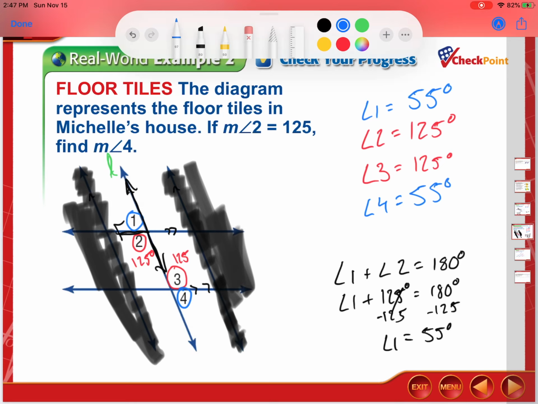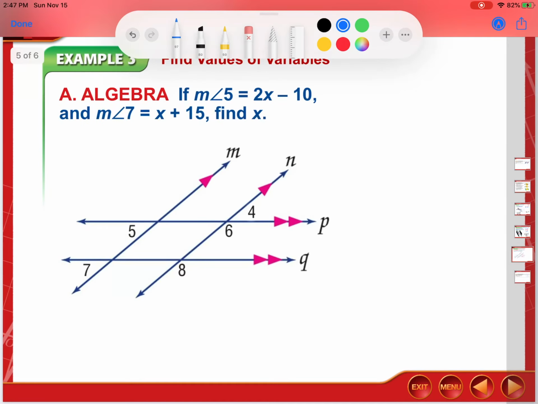But we need to know that it's because of alternate exterior, alternate interior, and corresponding angles, just so we can justify that if we're asked to do so. But it's nice to know the general rule to make it a little quicker on ourselves.